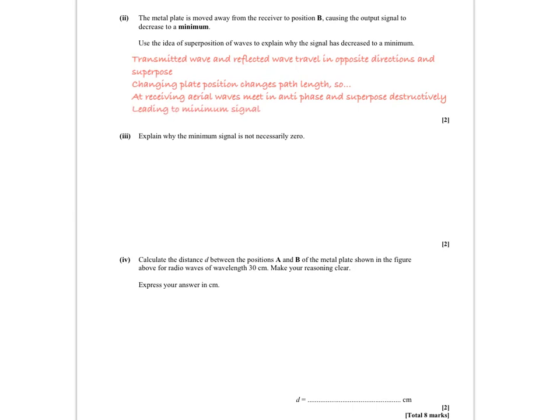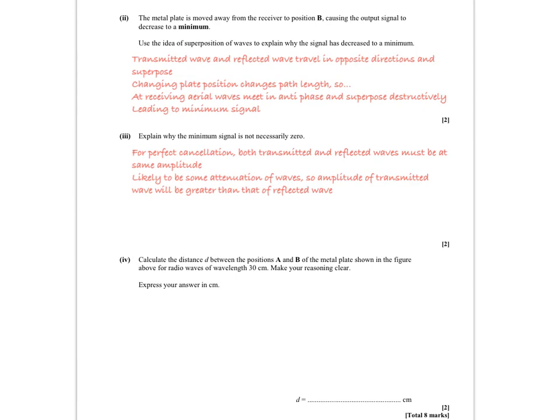For the third part of this question, we're asked to explain why the minimum signal won't necessarily be 0. You've got to think about this. What are the conditions needed for it to be 0? If it's 0, what we need is the amplitude of the emitted wave and the amplitude of the reflected wave to be exactly the same. Now that's not very likely to happen at all. So for perfect cancellation, both the transmitted and reflected waves must be at the same amplitude.